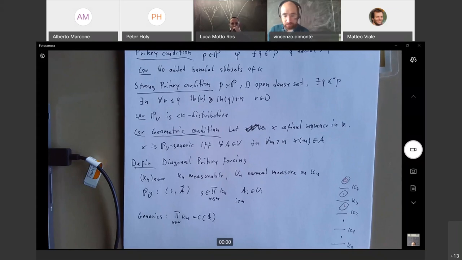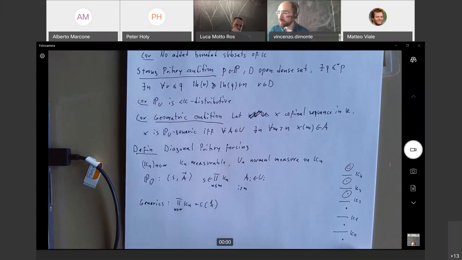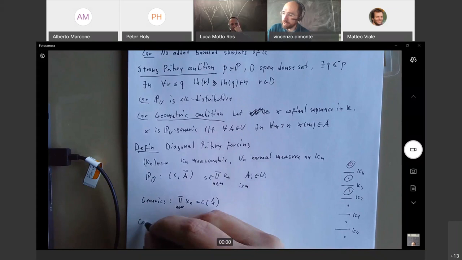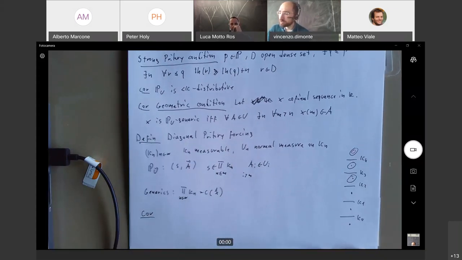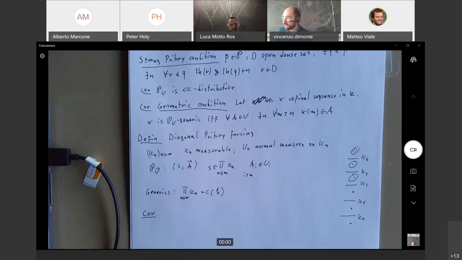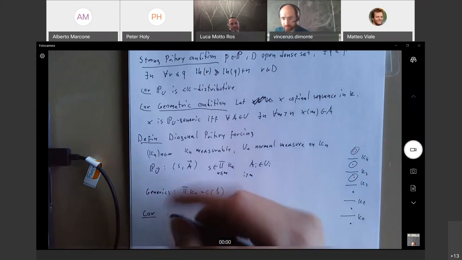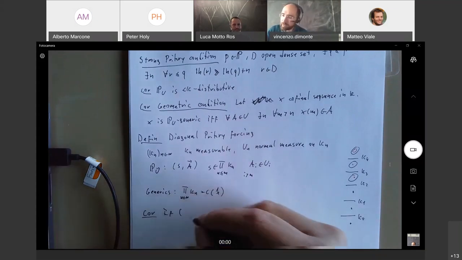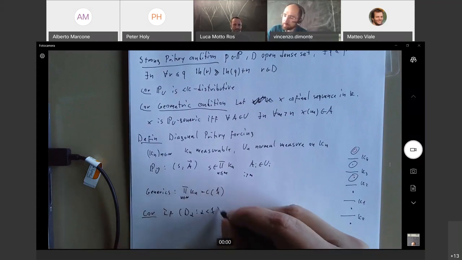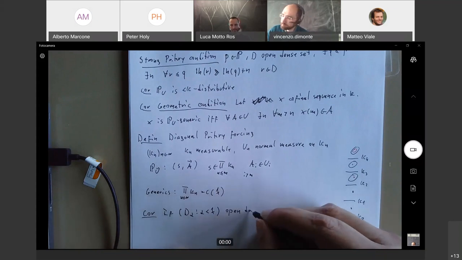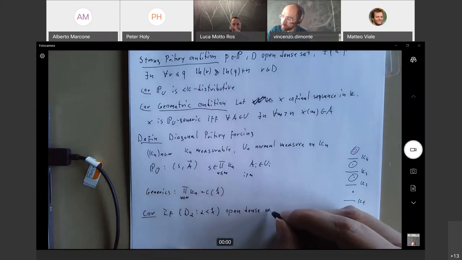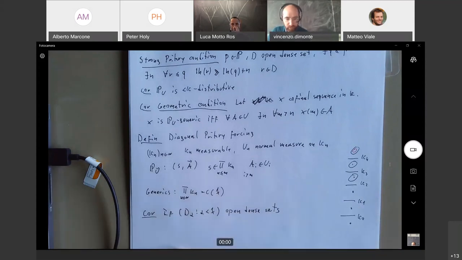But let me say, we don't have kappa distributivity, but what we have is this: if we have lambda many open dense sets, then there is a maximal filter that meets all of them.